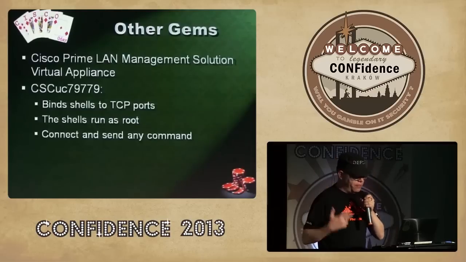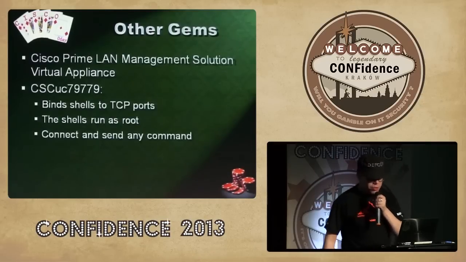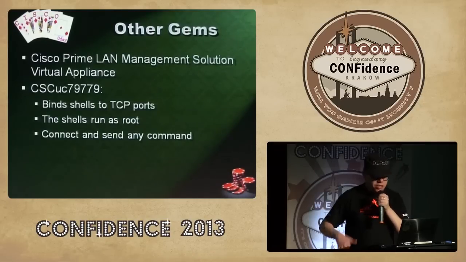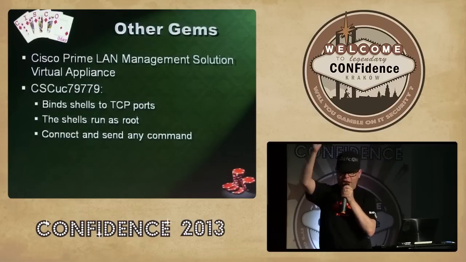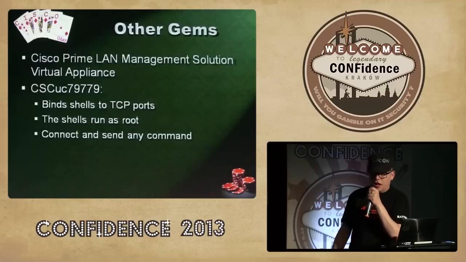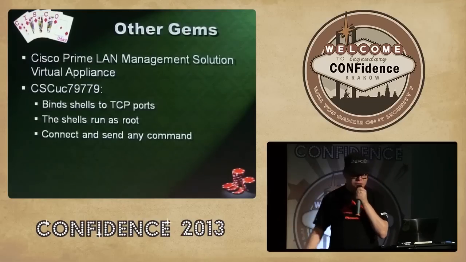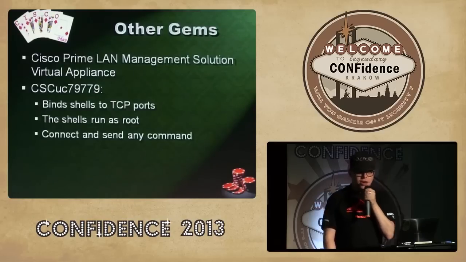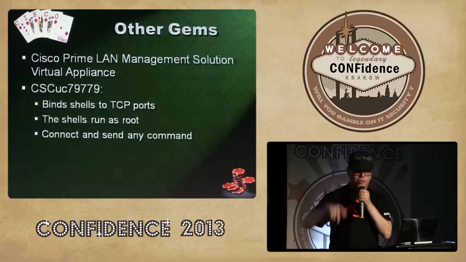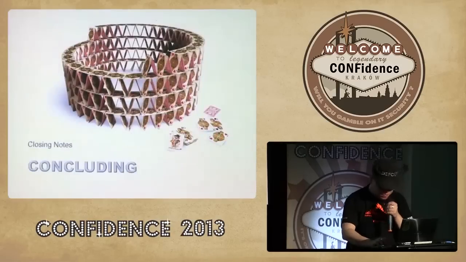And then there's other gems. Here's another Cisco vulnerability that we saw, the Cisco Prime LAN Management Solution Virtual Appliance. So it runs in the cloud. Its main feature for us is it binds shells to TCP ports running as root. So you essentially just send commands and be done with that.